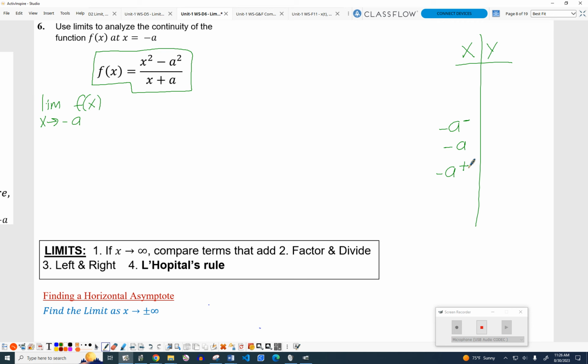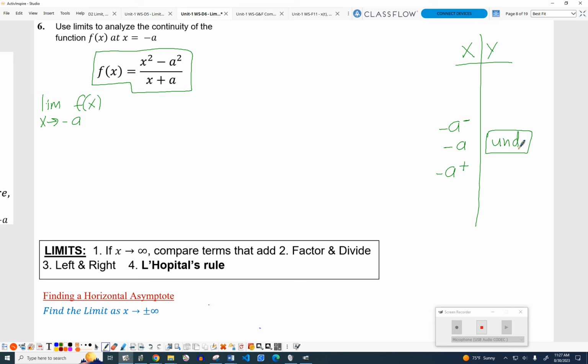But in this problem you could technically just plug in negative a, and because the bottom would be 0, it's not continuous, and you can just say that. If you plug in negative a, what are you going to get? Undefined. Undefined. Okay, so Will's correct. Once I know the value of the function is undefined at x equal negative a, it's certainly not continuous.